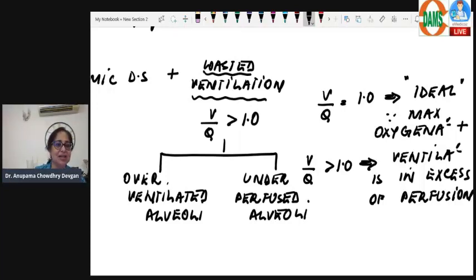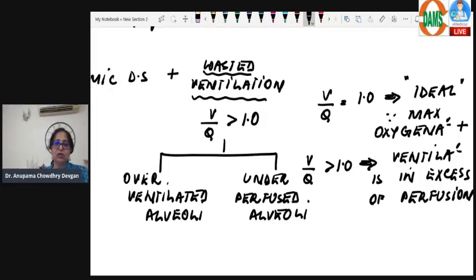Wasted ventilation, right? Whenever you have a VQ ratio more than 1, we call it a wasted ventilation. And whenever there is a wasted ventilation, that means there is going to be an increase in the physiologic dead space. Have you understood, right? Physiologic dead space is anatomic plus wasted ventilation. When do you see wasted ventilation? Whenever the VQ ratio is more than 1.